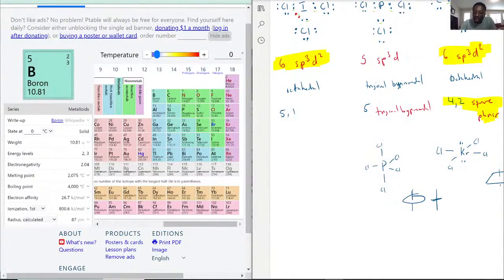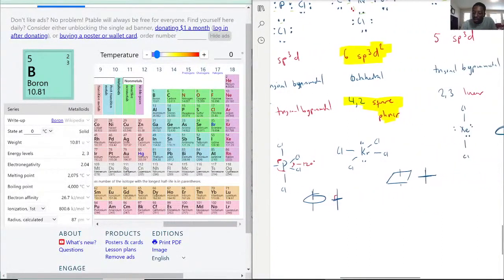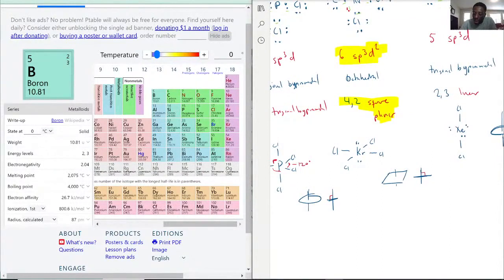I'll go over the angles for the other ones, but you see that these ones will be 120 degrees. Okay, and then these will be 90-degree angles. Because as you can see here, if we drew it like that, you can see the 90-degree clearly, and each chlorine between them is also 90 degrees.